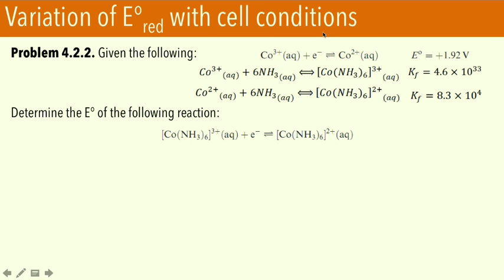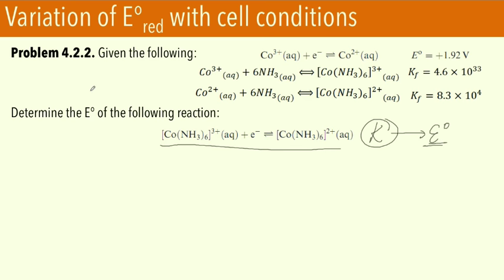Okay, so we know the standard reduction potential of cobalt 3 to form cobalt 2, and we also know the corresponding formation constants of our complexes here. Okay, so recall again that the key for this particular type of problem is to convert our reduction potential into an equilibrium constant, and then getting the equilibrium constant for this particular half reaction, and then converting it to a standard reduction potential. Okay, so let's just write down the equations that we need to add in order to get this as our net reaction.